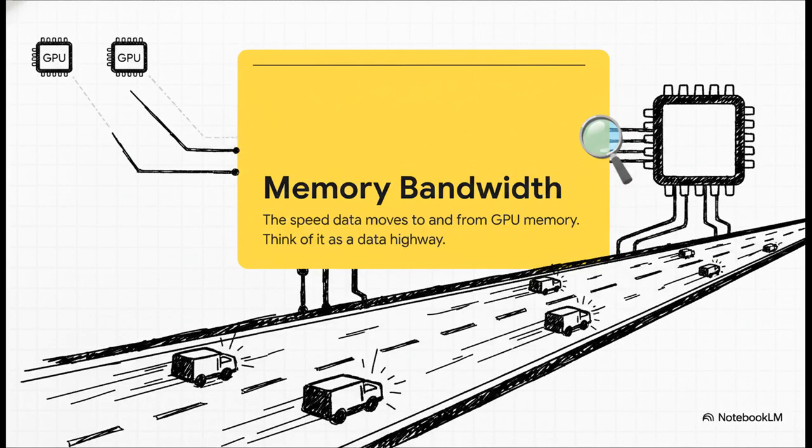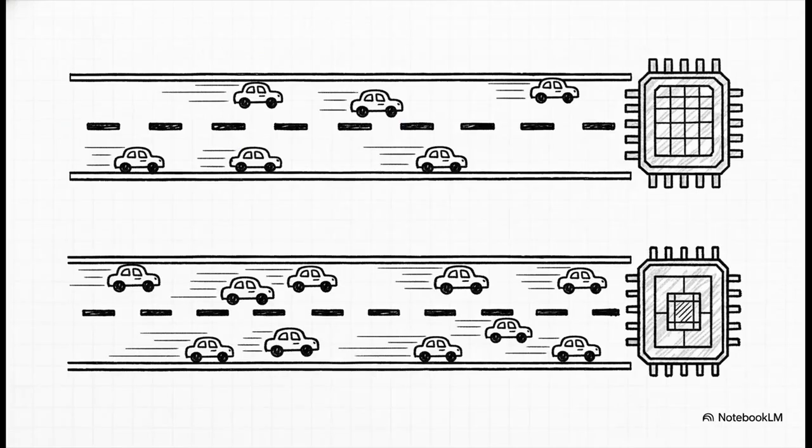Okay, before we get to memory specs, let's talk about bandwidth for a second. See, you could have the fastest processor in the entire world, but if you can't feed it data fast enough, it just doesn't matter. That's bandwidth. Think of it like the width of the highway for your data. And that brings us to the next massive upgrade, the memory.